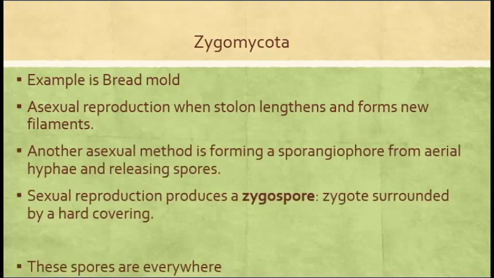Another method is to make a sporangiophore from aerial hyphae. Remember all these words from last time? The aerial hyphae and all that business. I'll show you pictures here to hopefully jog your memory. In sexual reproduction, there's a zygospore, so the zygote surrounded by a hard covering.